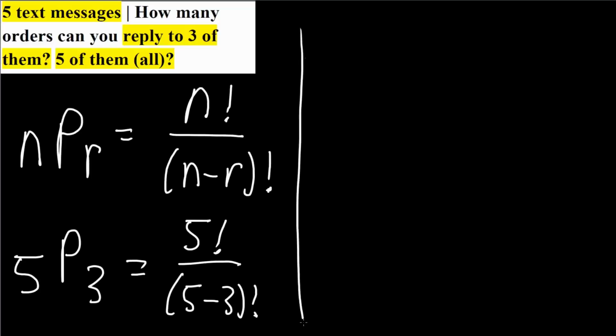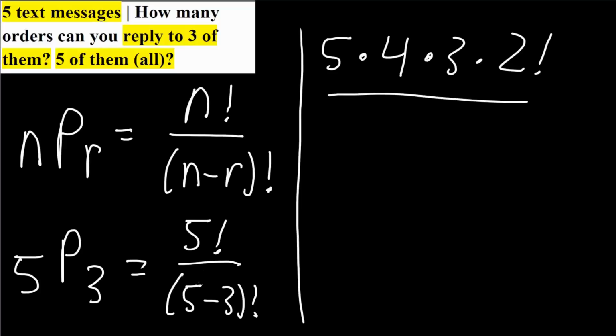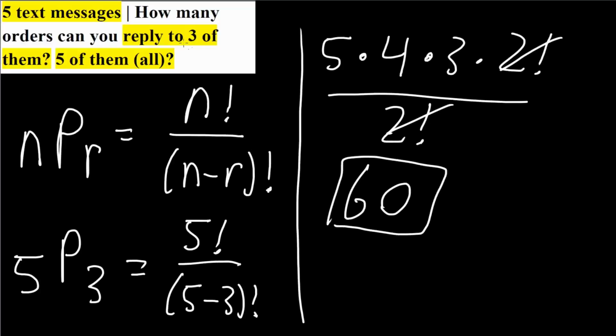And so what we would get here is, we could say 5 factorial as 5 times 4 times 3 times 2 factorial, or 2 times 1. But I'm keeping it as 2 factorial because 5 minus 3 is 2 factorial. So they would cancel out. And so we get 5 times 4 is 20. 20 times 3 is 60. So we have 60 orders, 60 possible combinations. So the answer for the first one is 60.